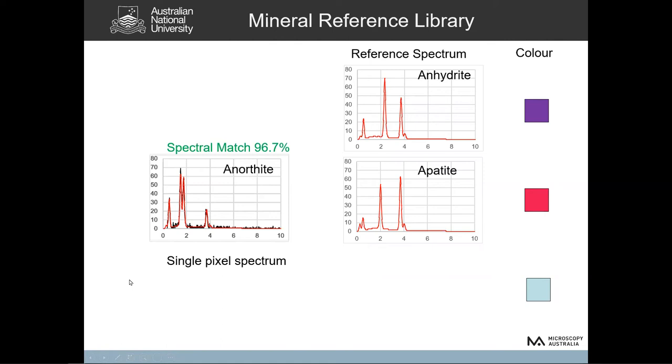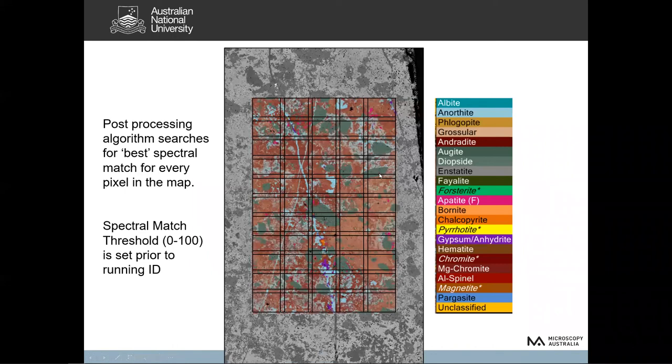And so we go on and process the entire map, and we end up with a mineral map and a legend where the color in the map is associated with a mineral.